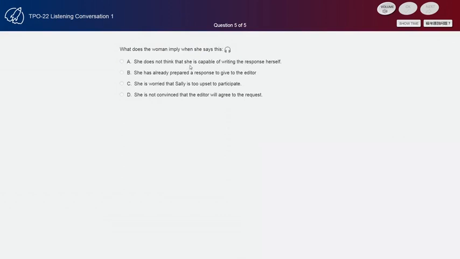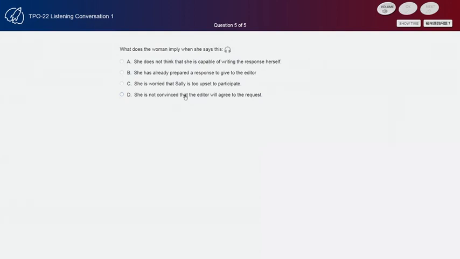She doesn't think that she's capable of writing the response herself. No, it's more related with the editor. No. She has already prepared a response to give to the editor. No, it just came out. She's worried that Sally is too upset to participate. No, it's not really that. I mean, she's not convinced that the editor will agree to the request. Yeah, that's why she's saying it. I mean, it's more like, are you sure she's going to be into it? It's the reaction really. What I understood based on the reaction is that she's not convinced that the editor will agree to the request, right?